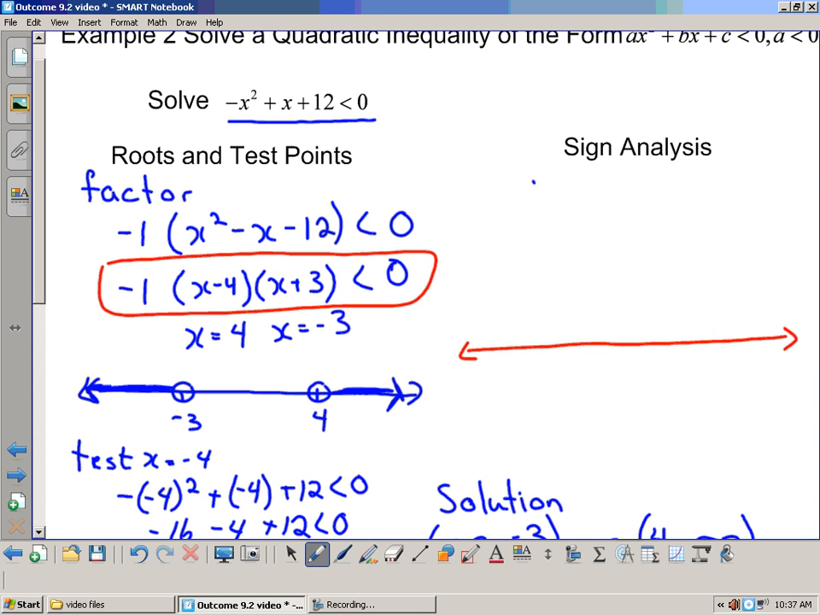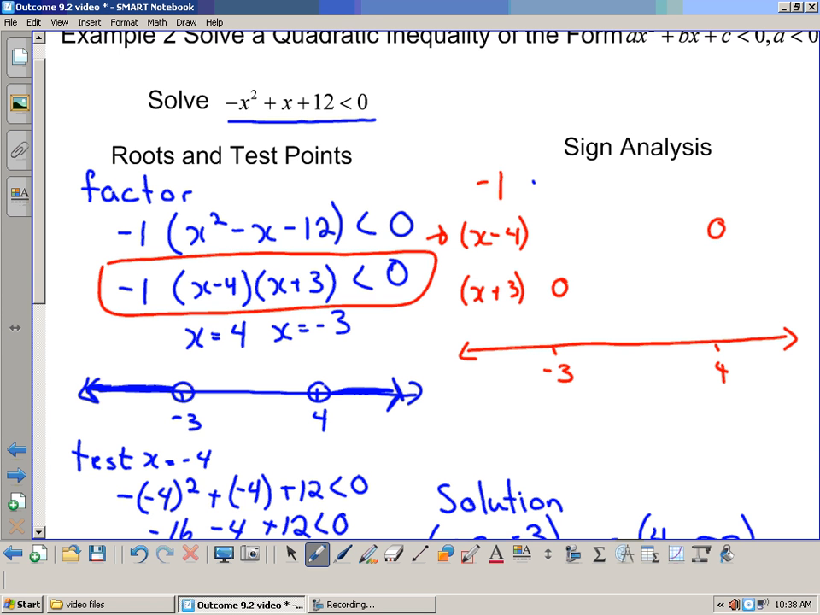We're going to plot those critical points of negative 3 and positive 4. The next step is we are going to list all of our factors. So we have a factor of negative 1, a factor of x minus 4, and a factor of x plus 3. At negative 3, I know that x plus 3 is 0, because if I substitute in negative 3 for x, negative 3 plus 3 is 0. I also know that my function is 0 when our factor of x minus 4 is 0, if I substitute in 4 for that.